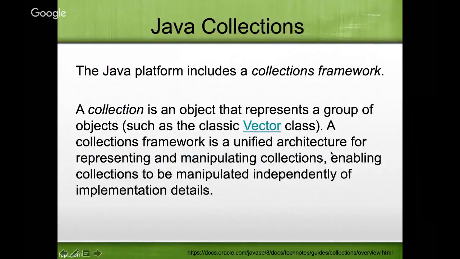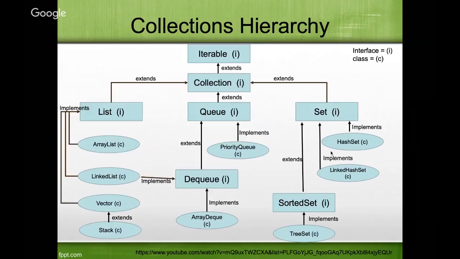Java Collections is a framework and an architecture for manipulating and storing data. So why do they call it a framework? I'm trying to show you why it's a framework.